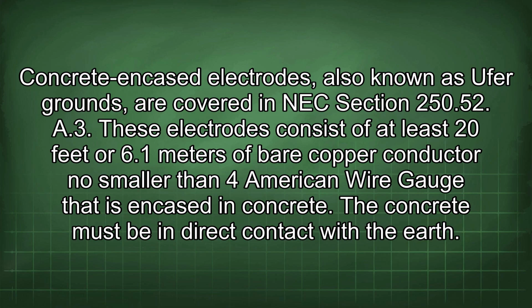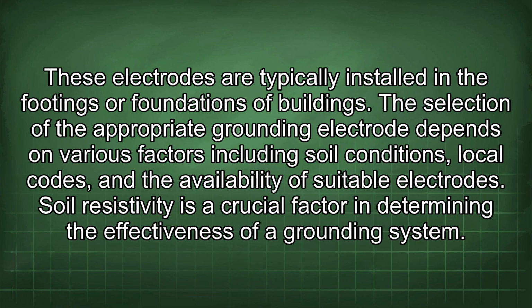These electrodes consist of at least 20 feet or 6.1 meters of bare copper conductor no smaller than 4 American wire gauge that is encased in concrete. The concrete must be in direct contact with the earth. These electrodes are typically installed in the footings or foundations of buildings.